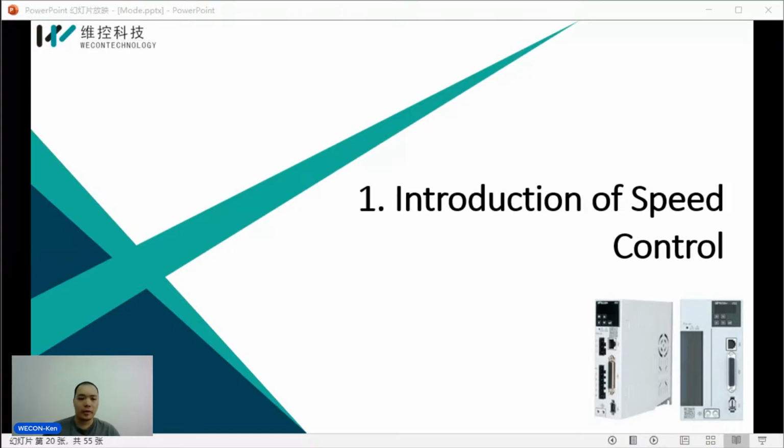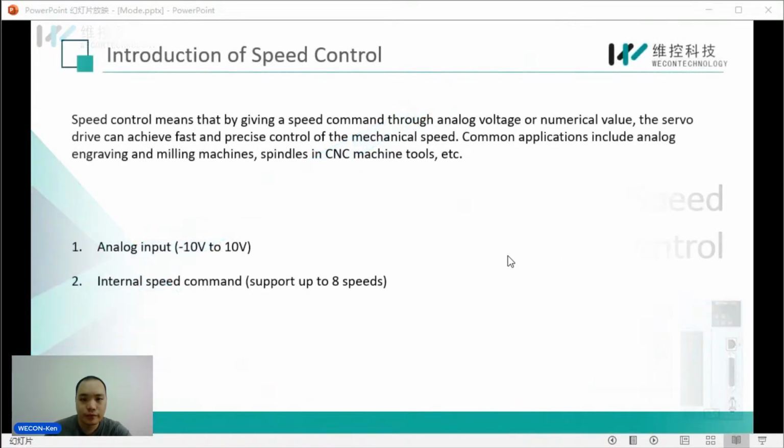Now, let me introduce the second part, speed control. This control mode is used in applications that have high requirements for speed control. In this mode, we can make our motor run at the speed we want. And there are two methods to control the speed. One is analog input, and the second way is to use a speed command to control.